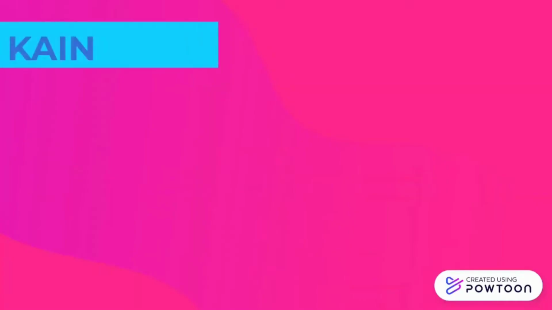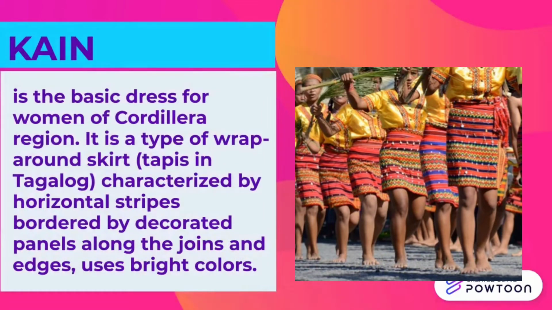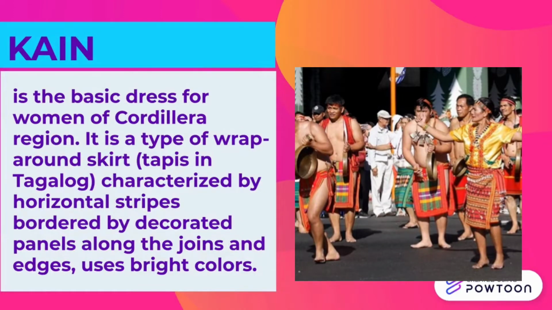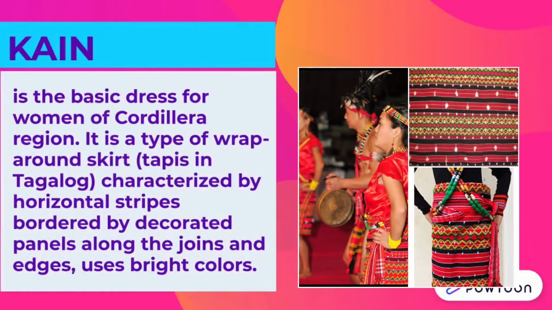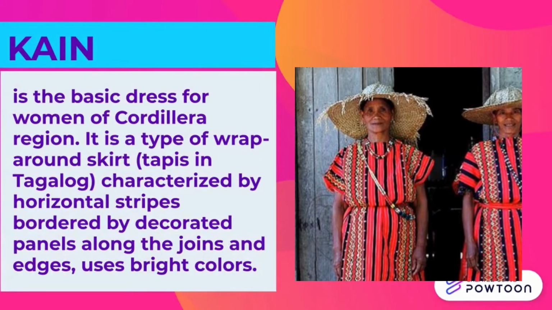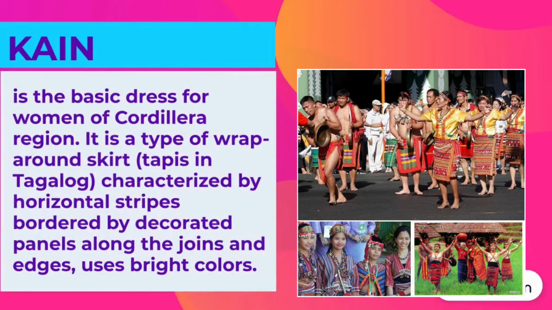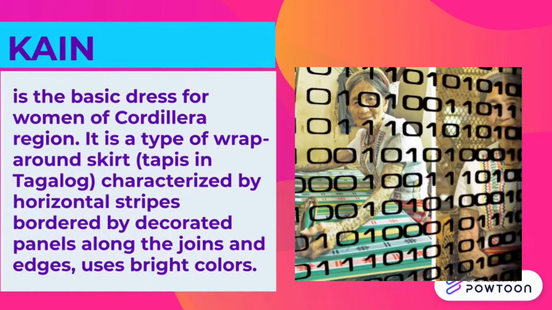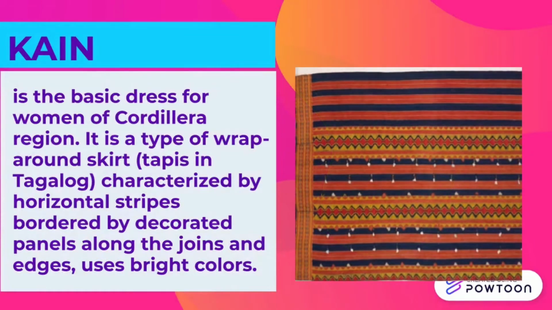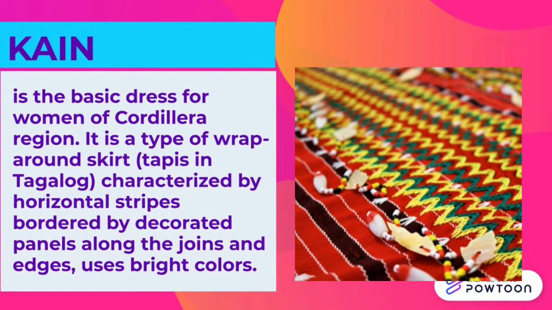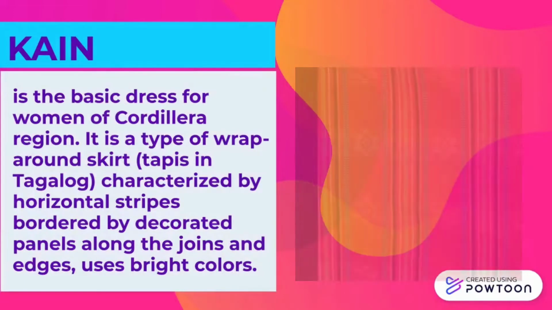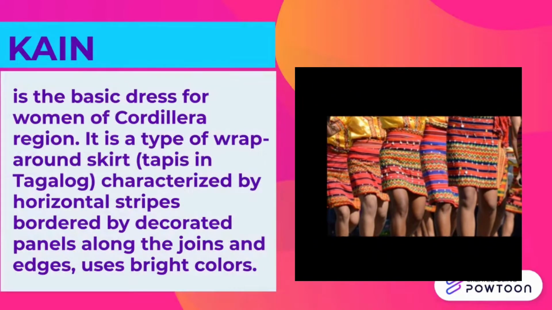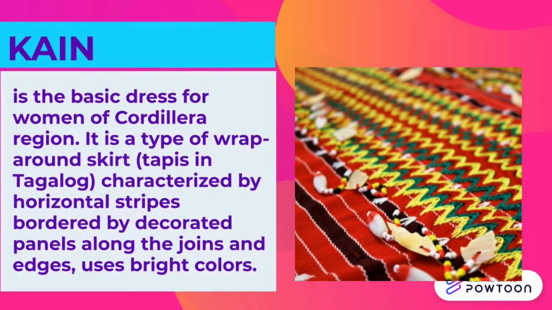The next one is kain. Kain is the basic dress for women of the Cordillera region. It is a type of wrap-around skirt, tapis in Tagalog. It is characterized by horizontal stripes bordered by decorated panels along the joints and edges. It also uses bright colors, especially fiery red, and is embroidered with beads and shells. Some kain use other colors like red, yellow, white, black, and green, which signify the colors of things and nature.